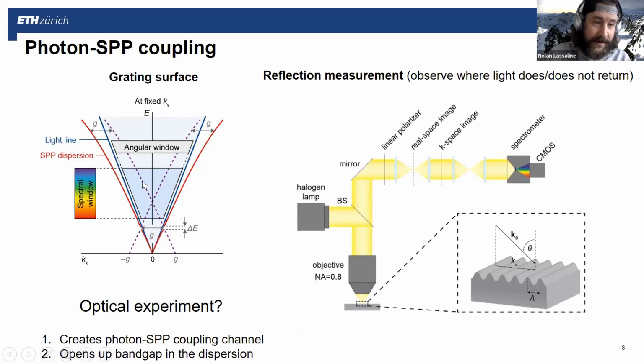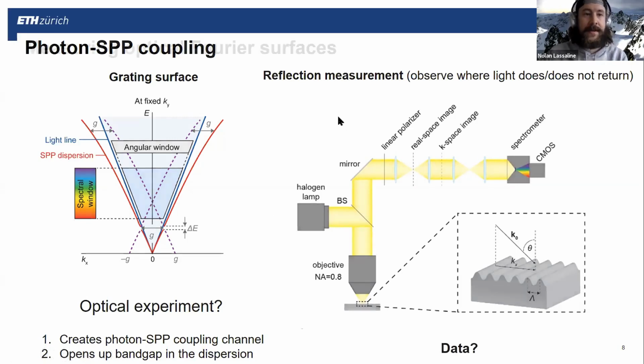And if we look on the left here, we see that within this entire physical situation, we can access some particular window based on the spectrum that we're sending in and based on the angles that we can collect in such an experiment. And that's what we're going to monitor with our optical data.